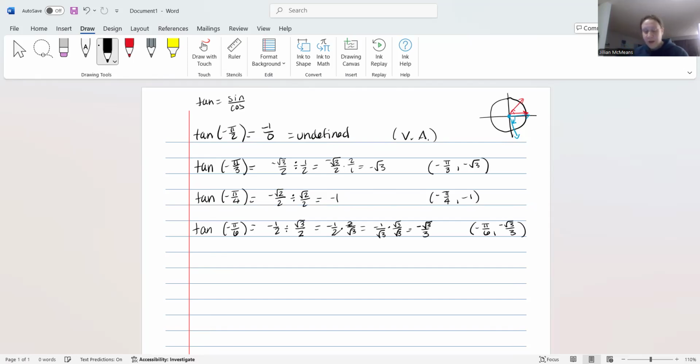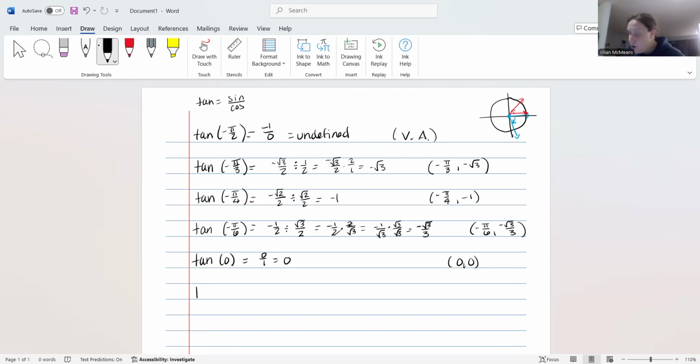Okay? Next, we have tangent of 0. So at 0, we have the ordered pair 1, 0. So we get 0 divided by 1 or 0. So we have the ordered pair 0, 0. Okay? So we go through the origin.